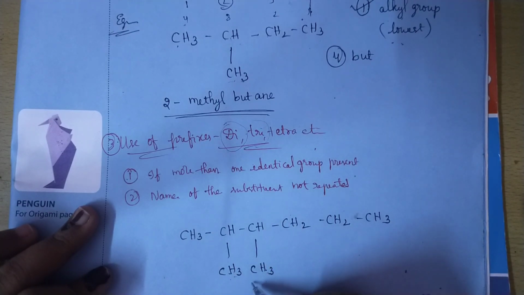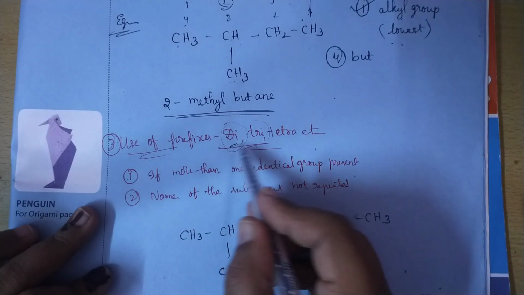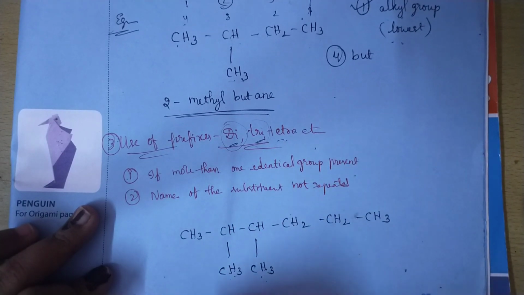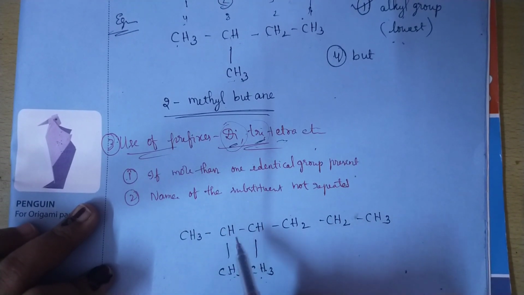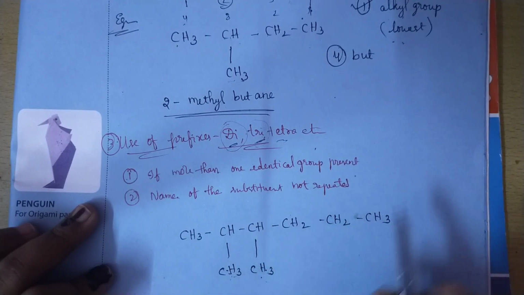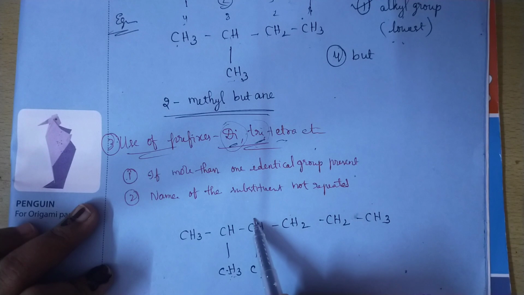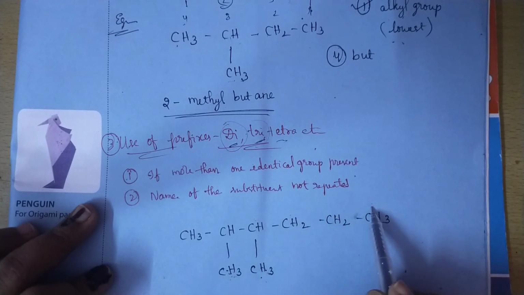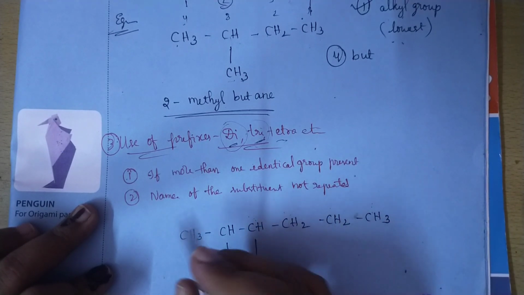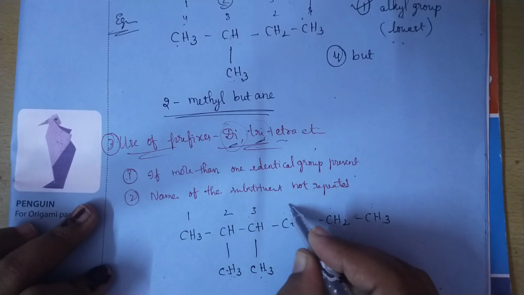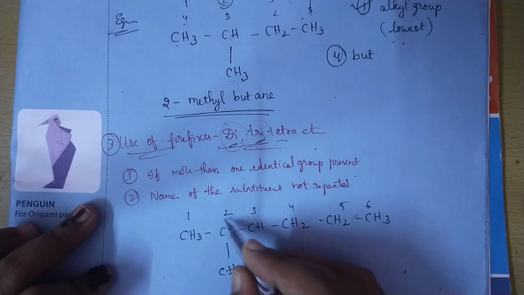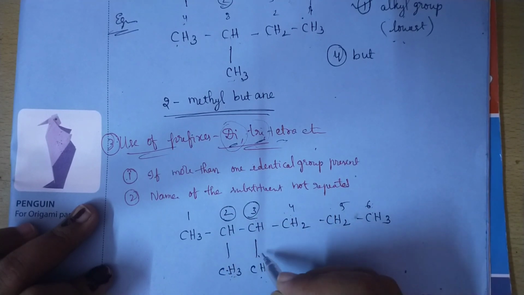The name must not repeat. Instead of this, we have to use these prefixes, depending upon the number. And according to the rule, we have to give the lowest number to the alkyl group. Here are all the alkyl groups. Suppose we start from here, it gets the fourth place, 1 2 3 4. So it is better we start from here, 1 2 3 4 5 6. So the alkyl group gets the lowest number.